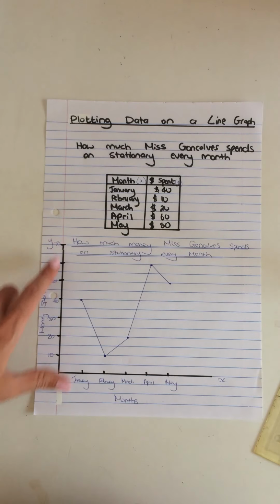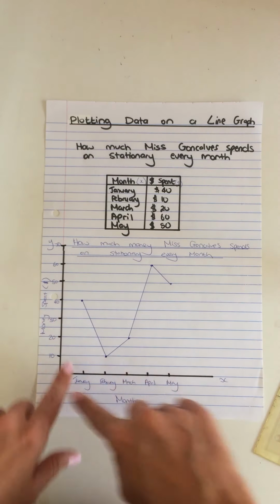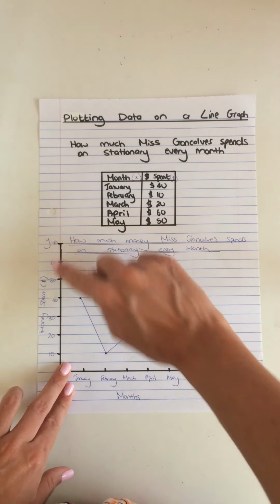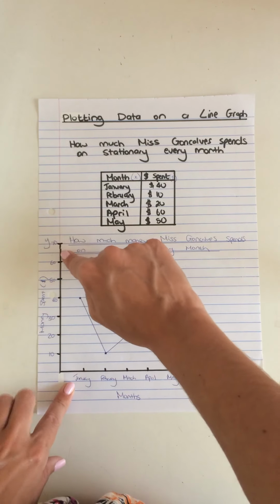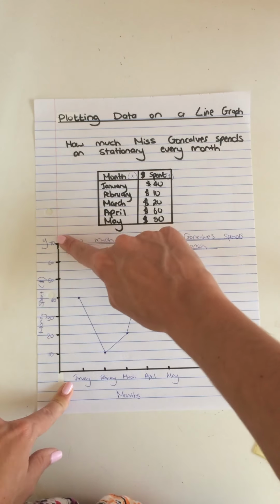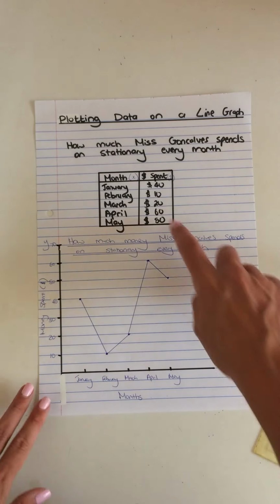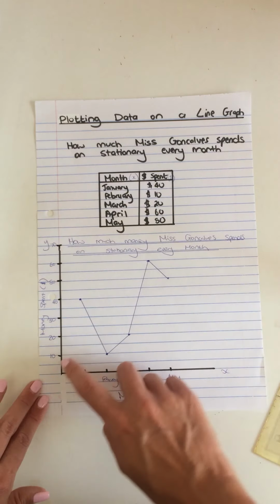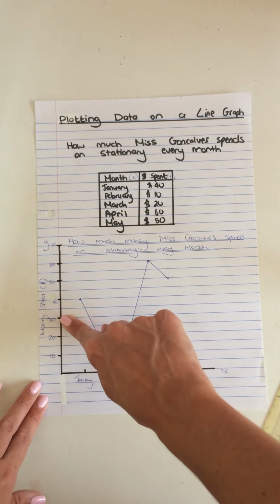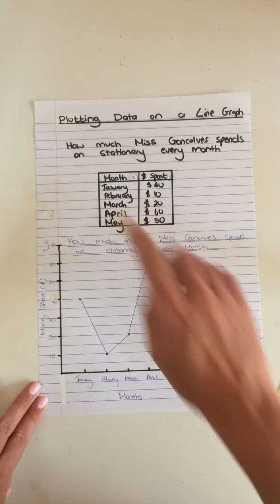Remember that you need to put your X and your Y axis. Your Y axis has to increase in the same number. So if you're counting in tens, it must be tens. If you're counting in fives, it must be fives. You can't skip any out. Just because I don't have a 30 here doesn't mean that I'm going to skip 30 on my Y axis. We have to keep it the same.